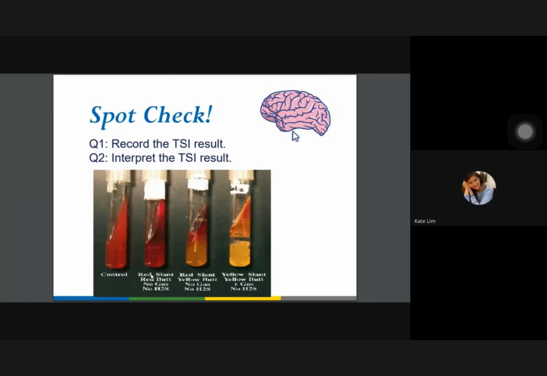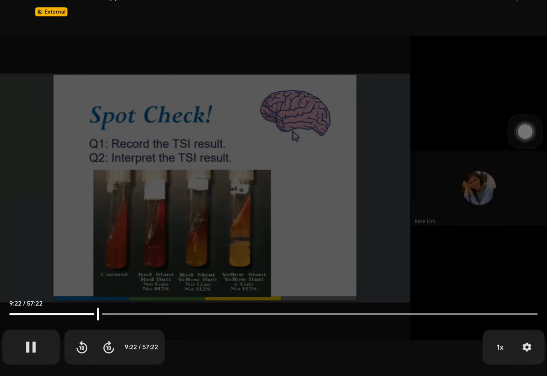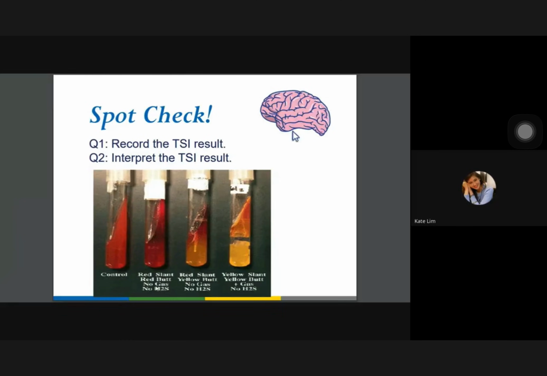But please take note that when you report your result, do not report your result based on the color for your TSI. So in here, it was written red slant, red butt. That is not the correct way of reporting your TSI. It will always be alkalinity or acidity over acidity, or K over K. For this one, it should be K over K. For the third tube, that would be K over A. For the fourth tube, that would be A over A. That is how you report the result. And do not forget, if there's presence of H2S, include that in your reporting.